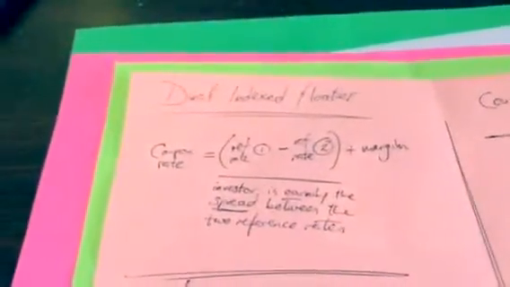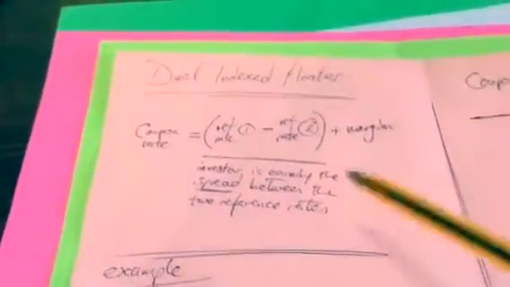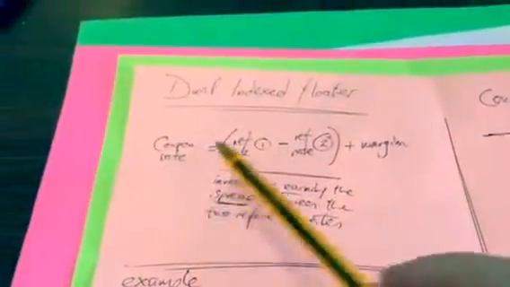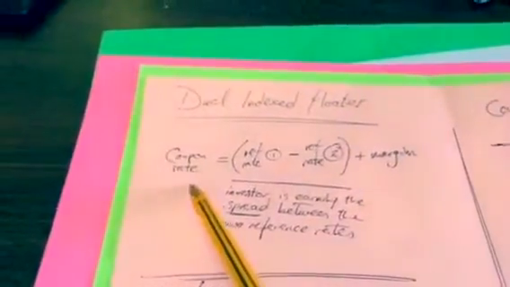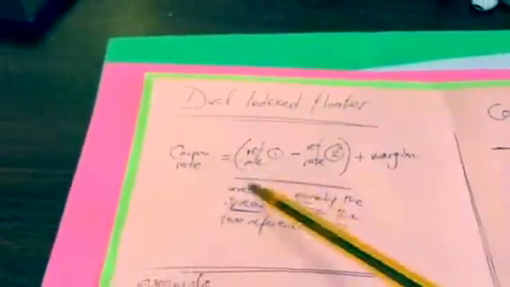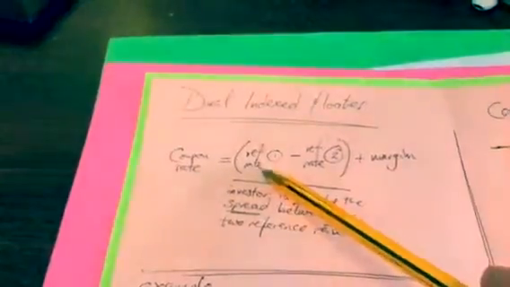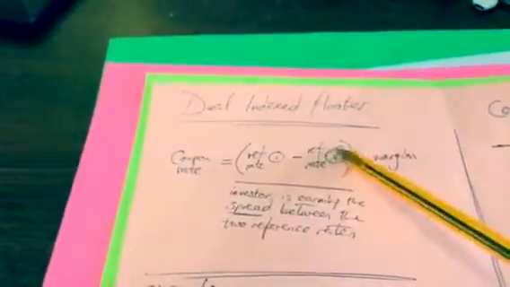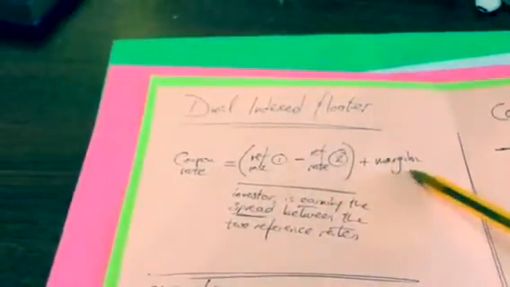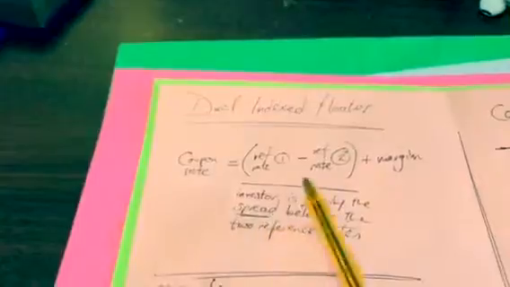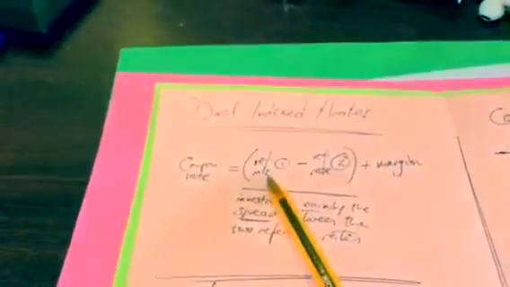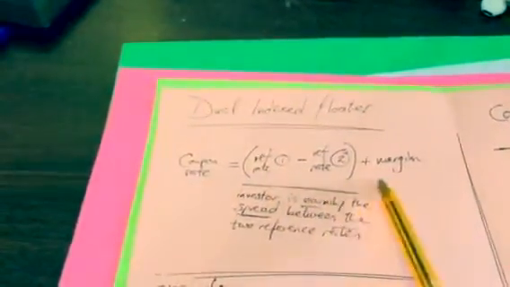Dual indexed floater. A dual indexed floater will work like a kind of bond, and in this case the coupon rate in the bond is calculated as the reference rate 1 minus the reference rate 2 plus some kind of margin. So the objective of the investor here is to earn the spread, or the difference, between reference rate 1 and reference rate 2.